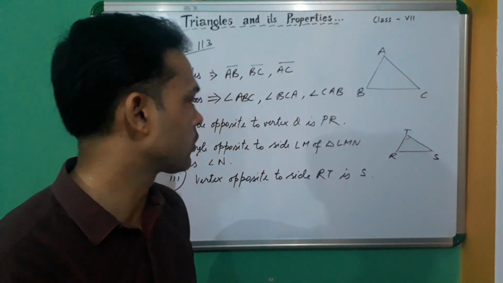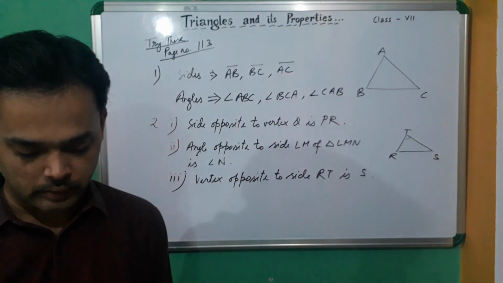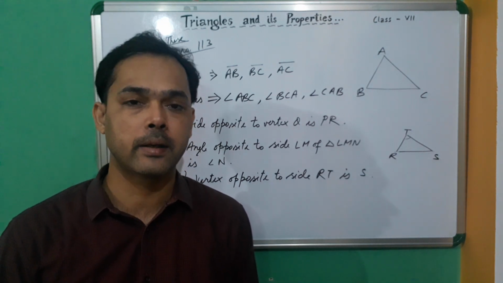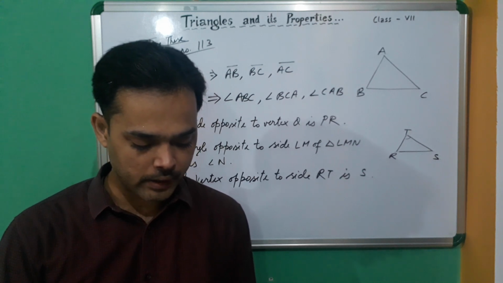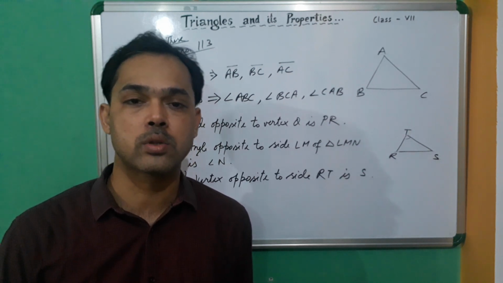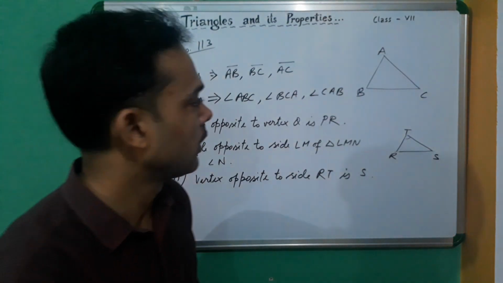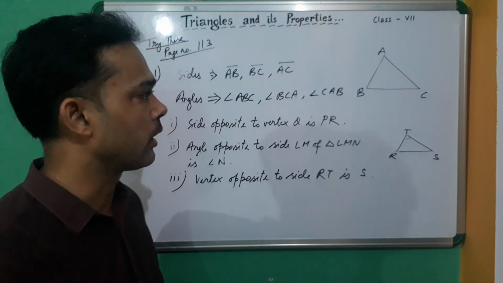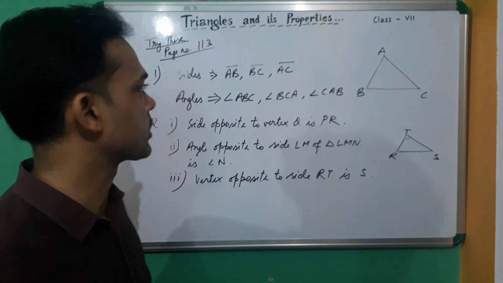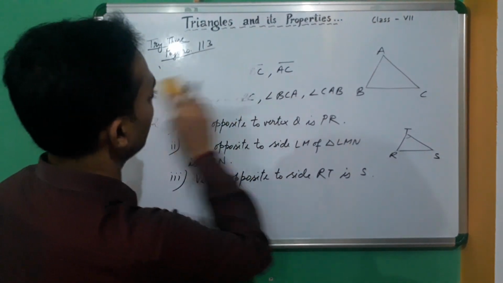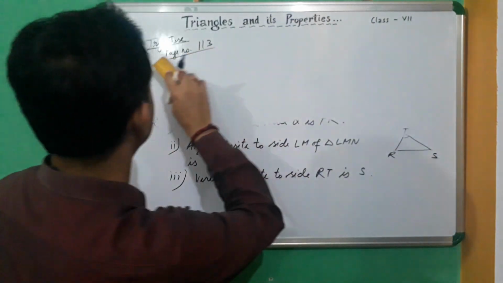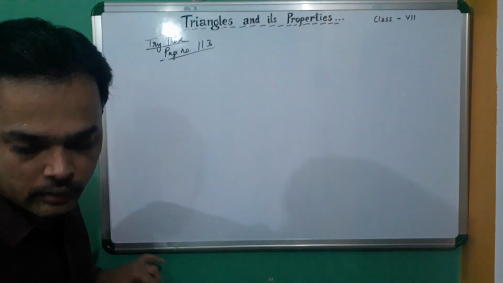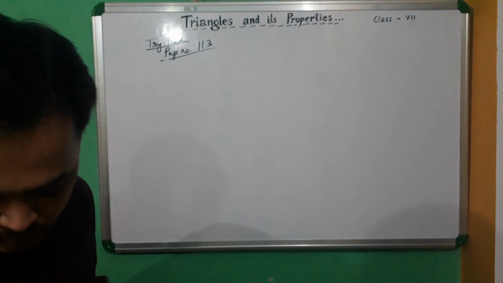Now let us move on to question number 3. In question number 3, it is said, look at Figure 6.2. There are many figures made, and you have to classify each of the following triangles according to sides and angles. Now let me make a table so that it is convenient for you to have all of those in one place. Okay, so I'm erasing it now, and I'm making a table.